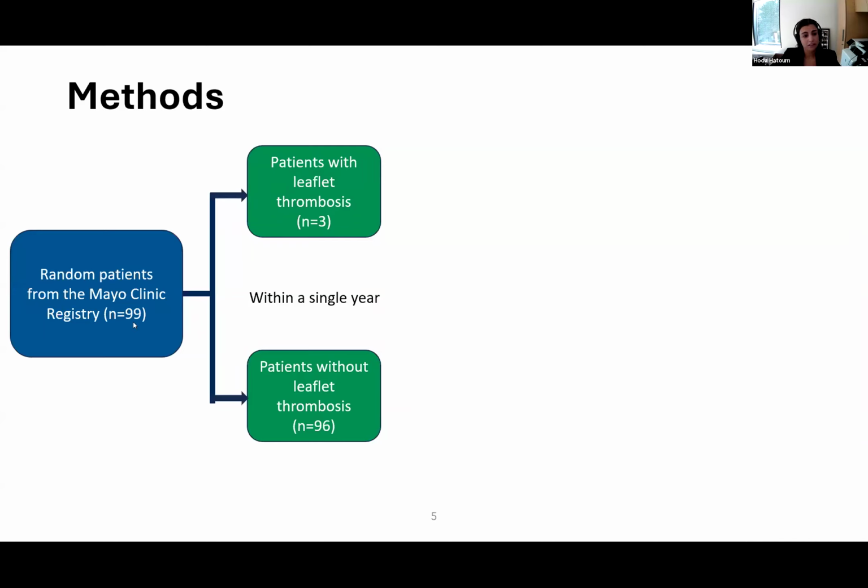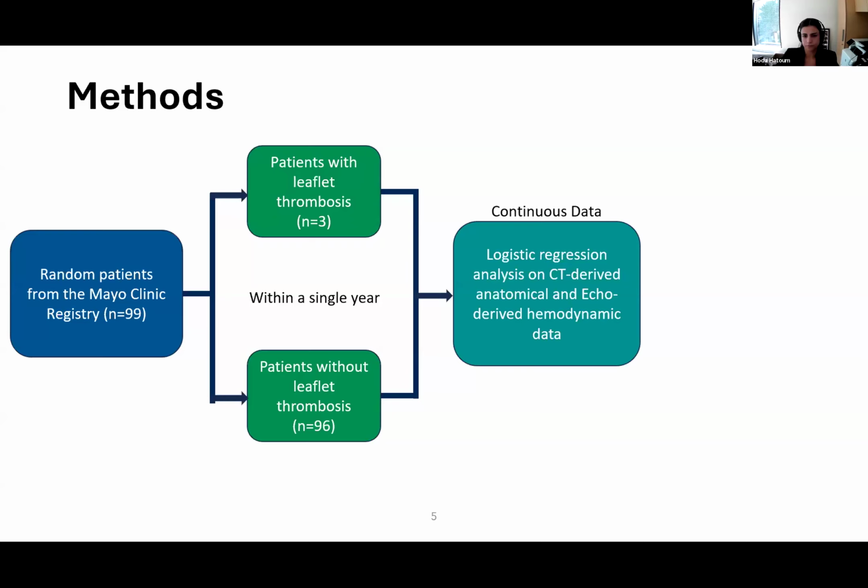For each of these patients, we had access to their CT scans and to the echo that were taken within a very short time from each other to be consistent. We extracted the anatomical data from the CT scans and the hemodynamic data from the echo. We included all the data from echo that is routine, common for all the patients. This is what we call continuous data, as opposed to categorical data, which, for example, means diabetes, hypertension, and anything that is not continuous.